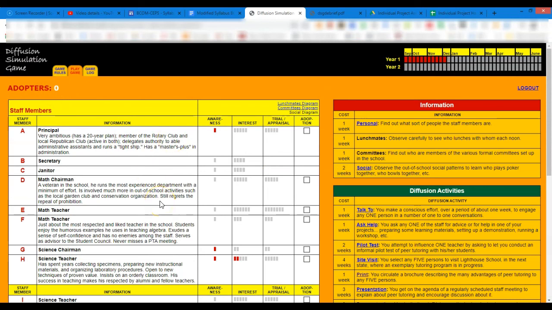I will stop here, but I want you to play, and then I want you to share on Twitter what lessons you have learned, what kind of tools you need, diffusion activities that are here.